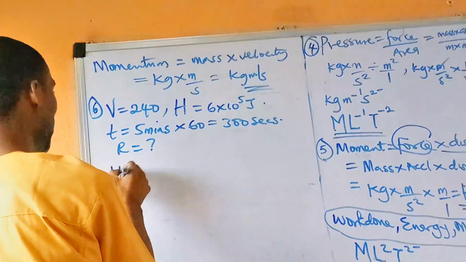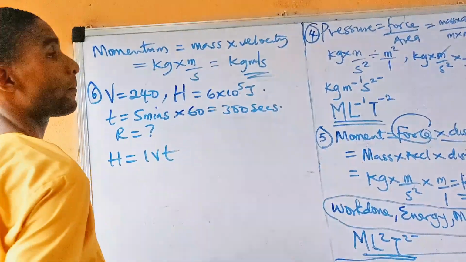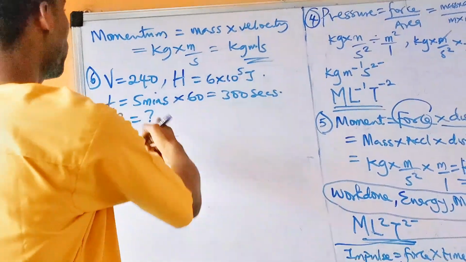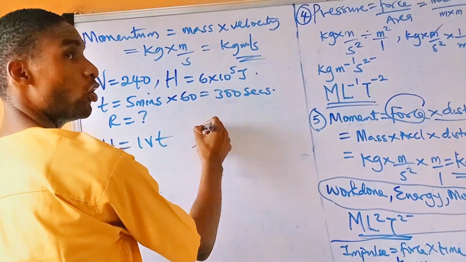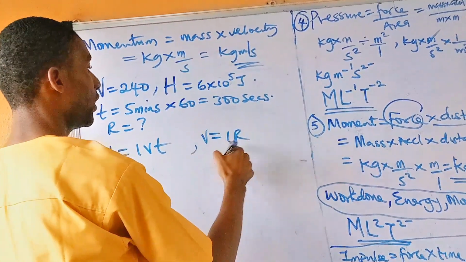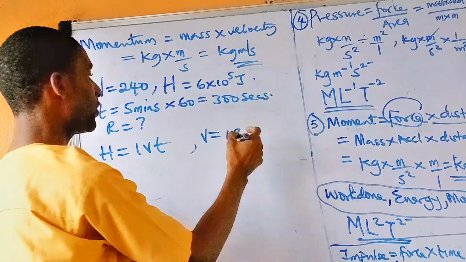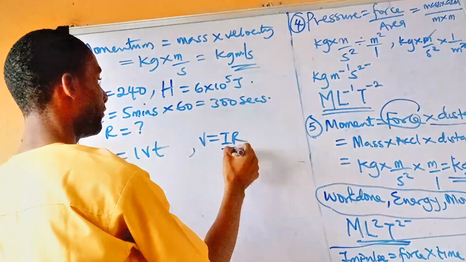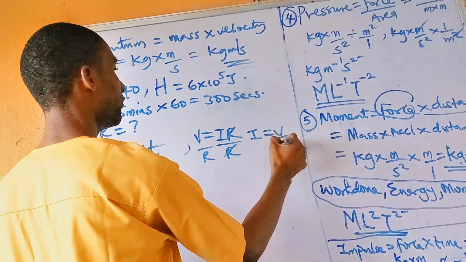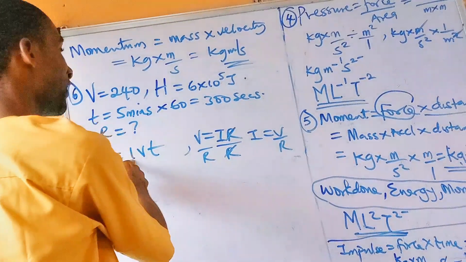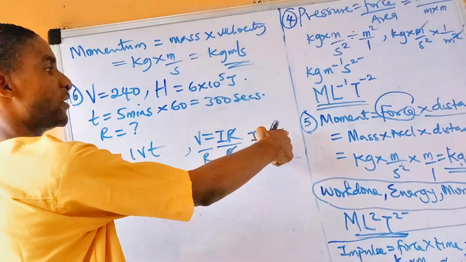So we have the formula H equals IVT, but if you look at the board, there is no I. But you can also still recall Ohm's law, V equals IR. So if I make I the subject of formula here, I'm going to have to divide both sides by R. So my I is V over R, right? So in place of this I can replace it with V over R.